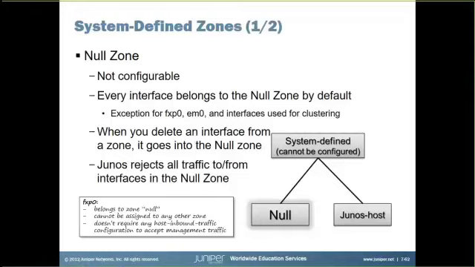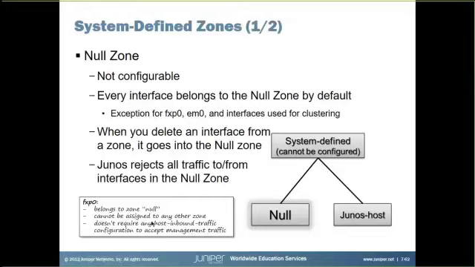So Junos rejects all traffic to and from interfaces in the null zone. Remember again that FXP0 doesn't follow those rules. Even though it also belongs to the null zone, it is going to allow traffic in and out, but traffic terminating on your SRX and only terminating on your SRX. And in that case, you don't require this host-inbound-traffic command that we're going to talk about in detail in a little bit.